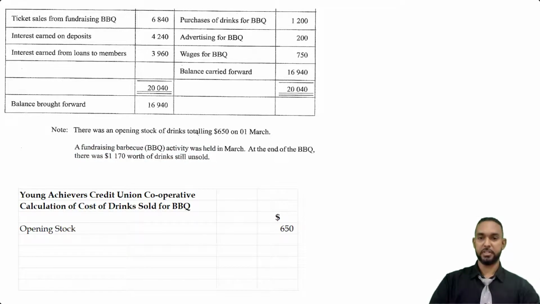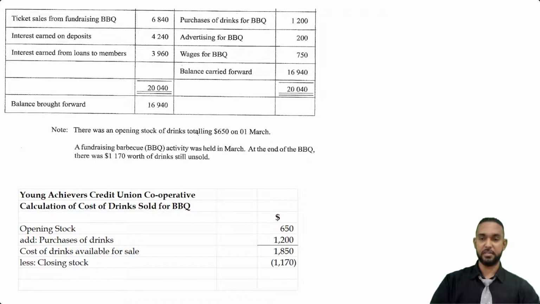So opening stock is $650. Purchases is $1,200, giving us a total of $1,850 for cost of drinks available for sale. And we're going to subtract the $1,170, which is going to leave us with $680, which is the cost of drinks sold. Again, it is basically a cost of goods sold calculation.